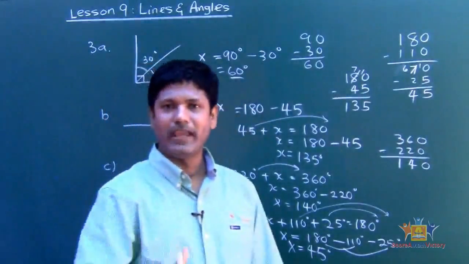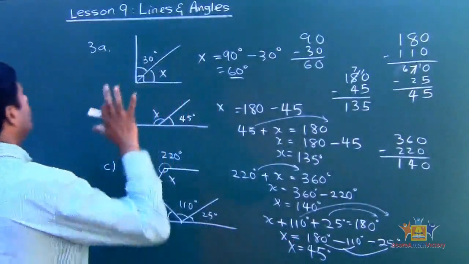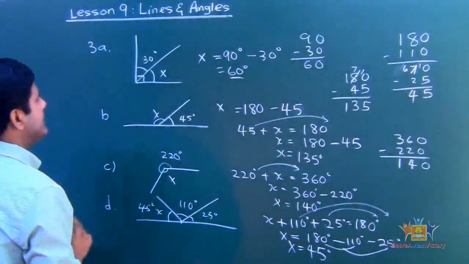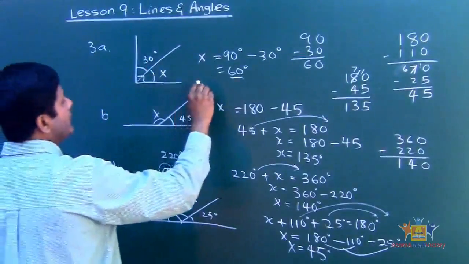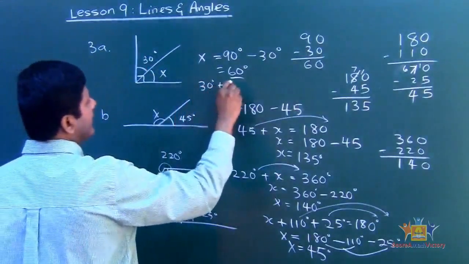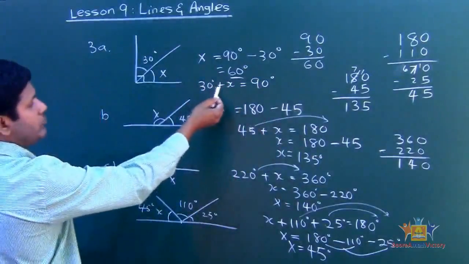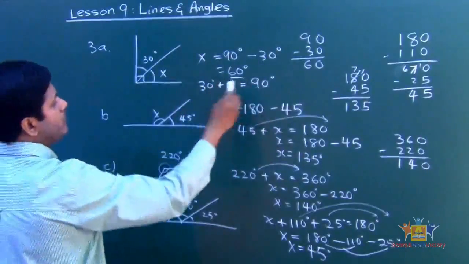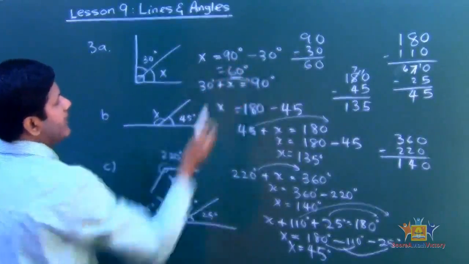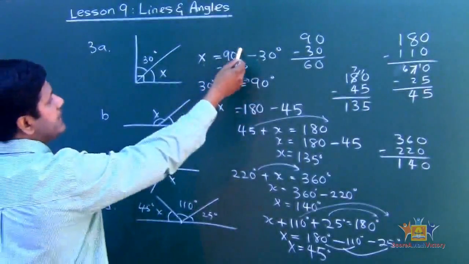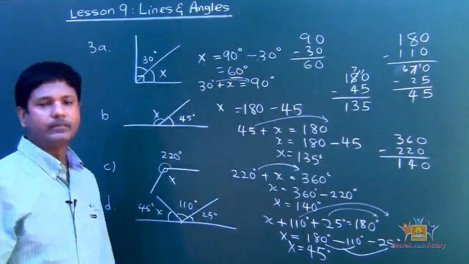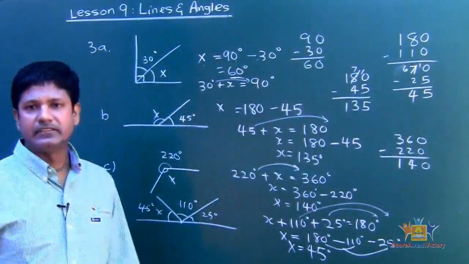Very straightforward. The key thing is, what's the total angle of this? 90 degrees. And you know that 30 degrees plus x is 90 degrees, and you're looking for x. 30 is adding to x. Crossing the bridge becomes minus. See that? So x equals 90 degrees minus 30 degrees, and that's why x equals 60 degrees.